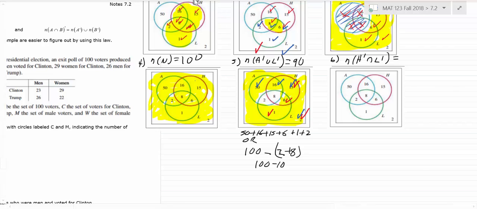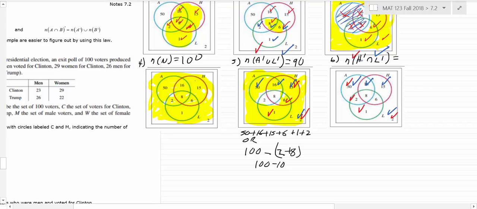All right. The next one, we're going to do the same approach. I'm going to check mark everything that's outside of H. Let's put a check by everything that's outside of that red circle: 52, 1, and 2, right? Now let's do a blue check mark by everything that's outside of L. That would be 50, 16, 15, and 2.